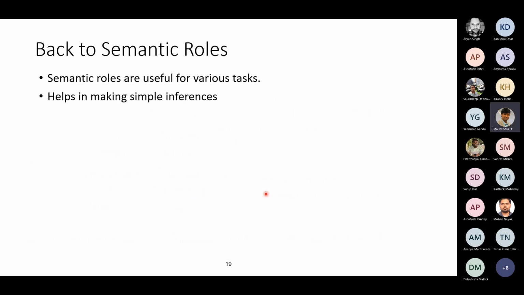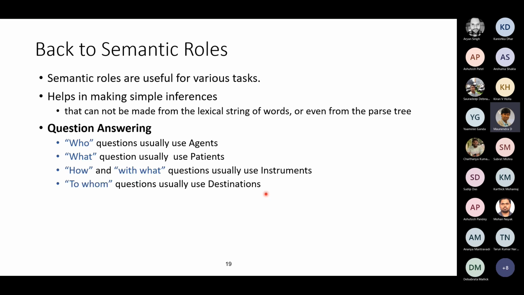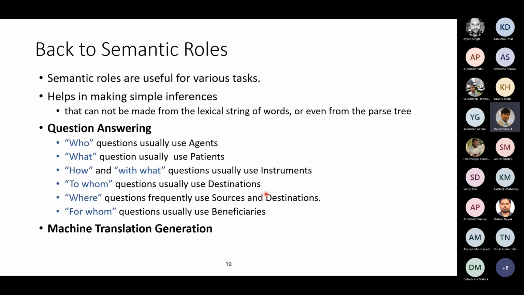Okay, semantic roles are helpful for various tasks. They help in making simple inferences that might be difficult to make from the lexical string of words or even from the parse tree. So examples are question answering, like who did this, where did it happen, when was this done, and so on. The answer to who would typically be the agents, the answer to what would typically be the patients, and how and with what instruments and things like that.